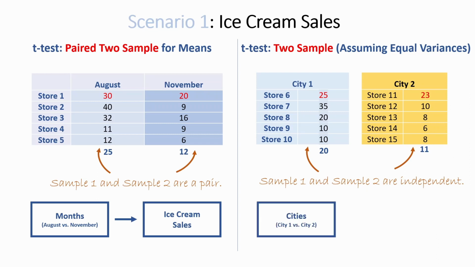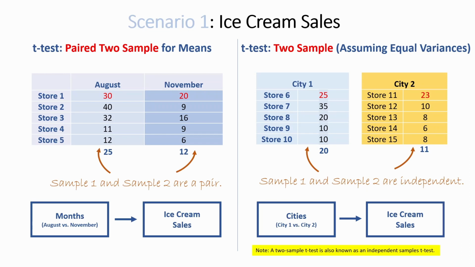Let's look at the theoretical framework. The x variable is different from the left-hand side. The x here is groups, G1 versus G2. The dependent measure is the same, ice cream sales. And I would like to make a note here that a 2 sample t-test is also called an independent samples t-test, namely the 2 samples are independent here. So this is the first scenario.